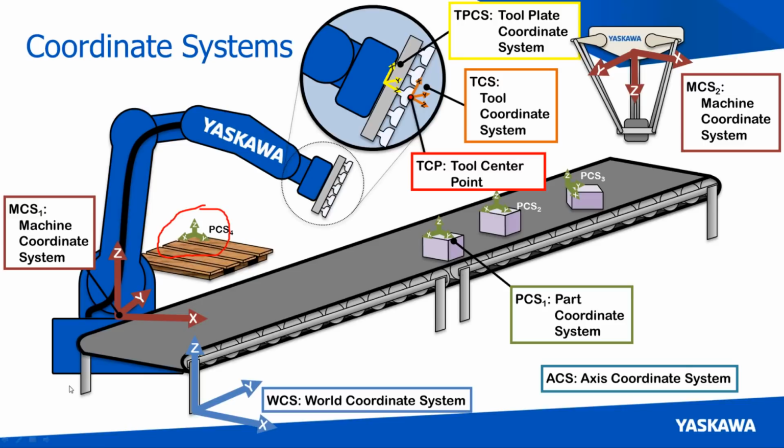There is one more coordinate system that we don't have to deal with too often, it's dealt with behind the scenes, and that is the axis coordinate system, or ACS. And what this is, is the individual positions of each of the motors that's on the mechanism, on the robot or on the gantry or whatever. Typically, we don't need to worry about that because the kinematics take care of what the axes need to be at.